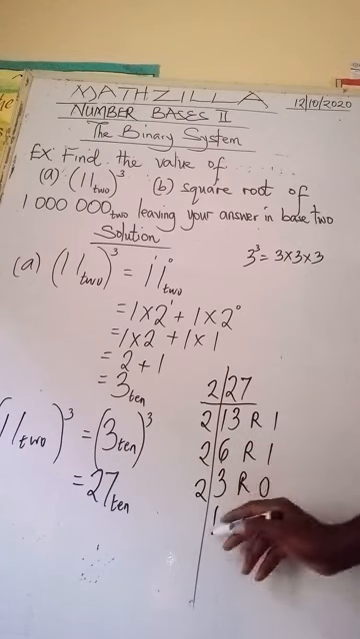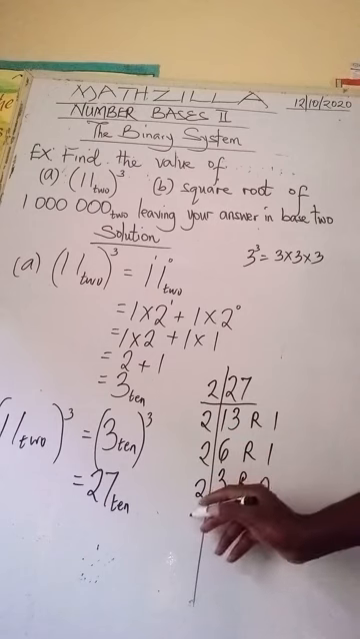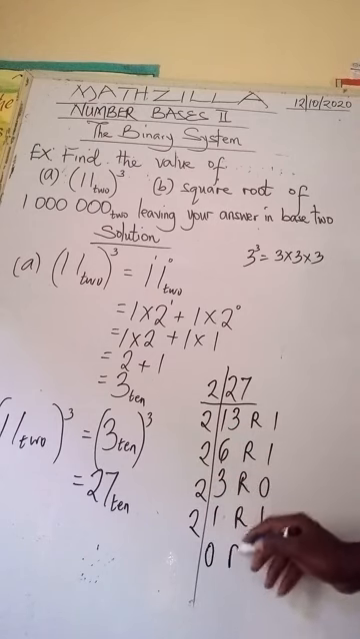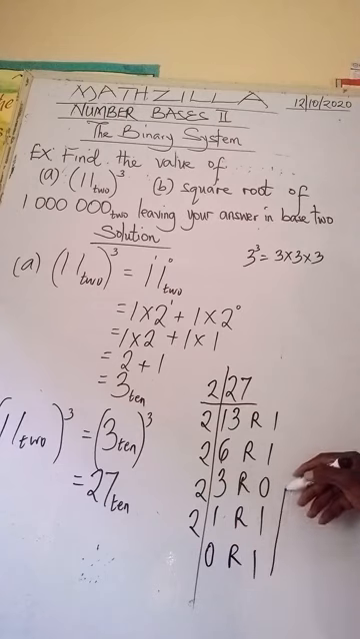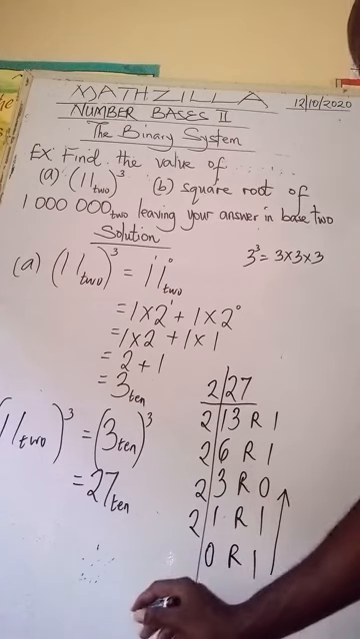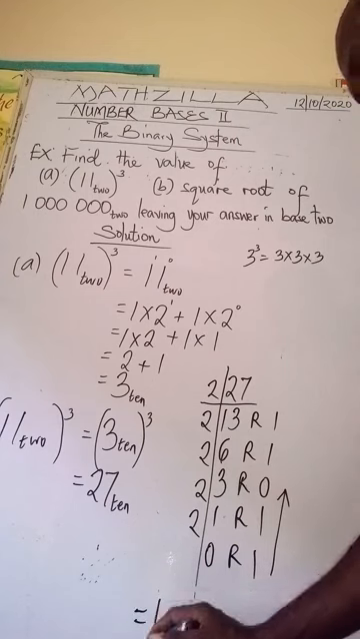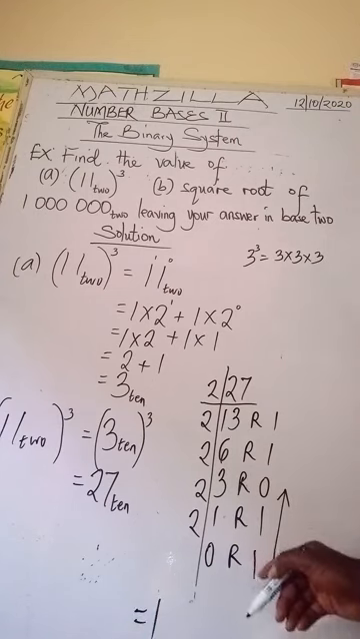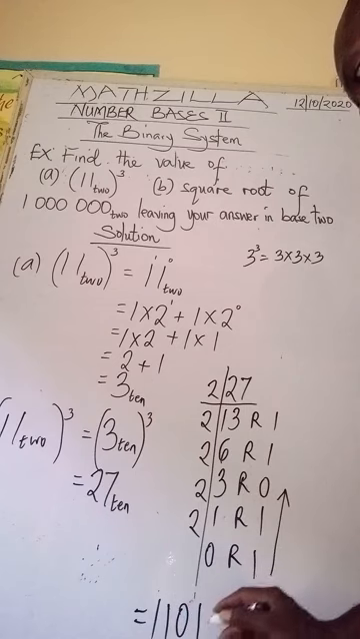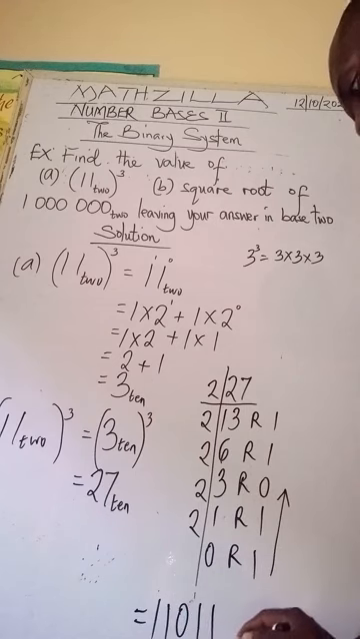We'll take 2 again. 3 divided by 2 is 1, remainder 1. Then take 2 again. 1 divided by 2 is not possible, so 0, remainder 1. So remember to draw your arrow, and then you pick your answer from the bottom. When you pick from down upwards, we have 11011 base 2.